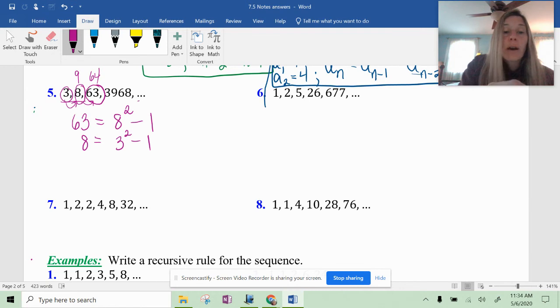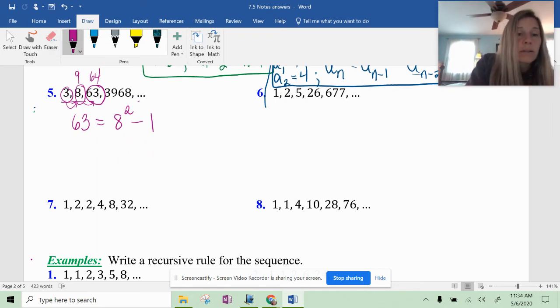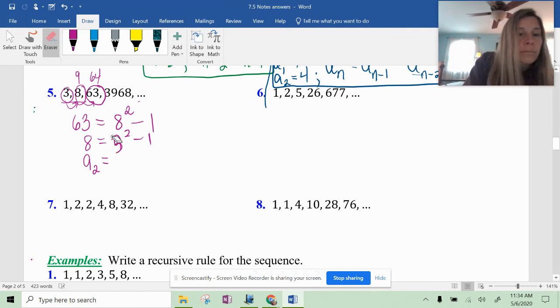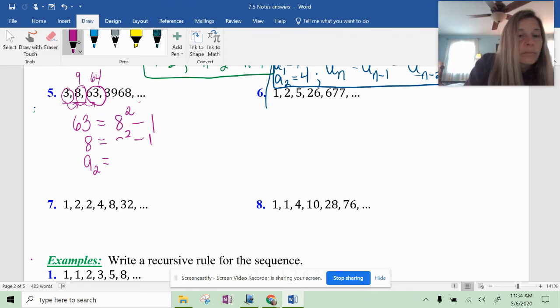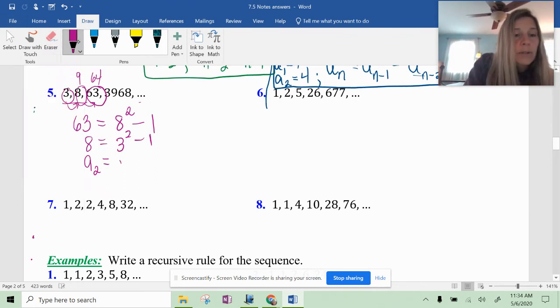Now once you figure out what the pattern is, I'm going to work off of my first one here, the 63. But you could work off of the 8. It doesn't matter. I'll just keep it on that actually. So the 8 is the second number in my sequence, so I'm going to write a sub 2. Oops, this was supposed to be 3. And then the 3 is my first number in the sequence. That's a sub 1.